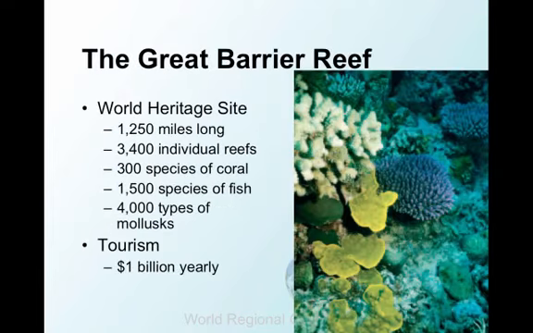The Great Barrier Reef is perhaps something that you've heard of. It is classified as a World Heritage Site, so it receives extra protection from the United Nations and from other governing bodies, as well as the local governments. It's more than 1,200 miles long and is made up of more than 3,000 individual reefs. It's particularly important because of the number of species of coral there, and also the fish.